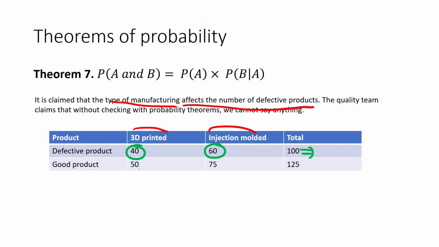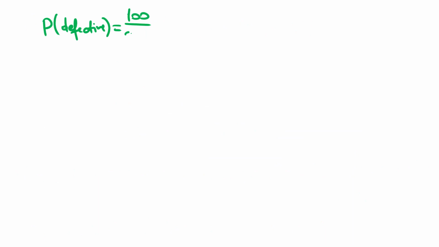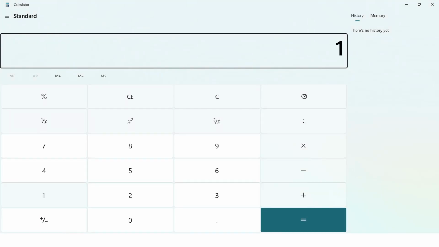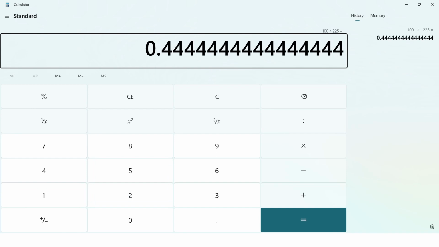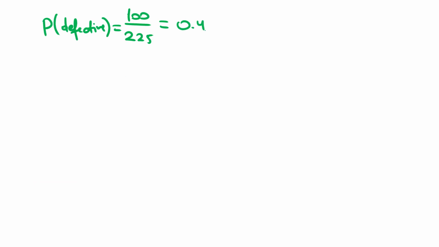And then how much is the total product? How many products do we have? 100 plus 125. We have 225. Okay, and this is the possibility that something is defective. So if I divide 100 by 225, it makes 0.44 or 44%. So we can say that for any selected product, there is a 44% chance that it is defective. This is the first part.